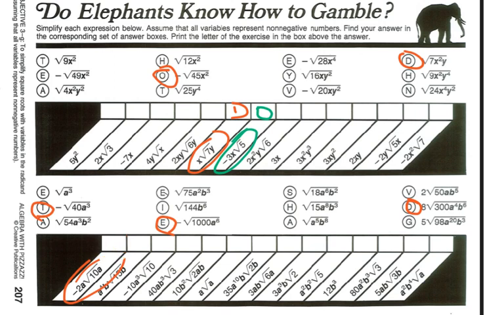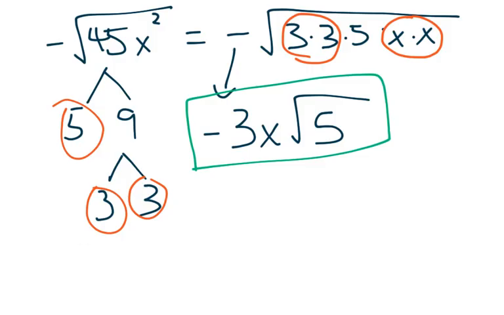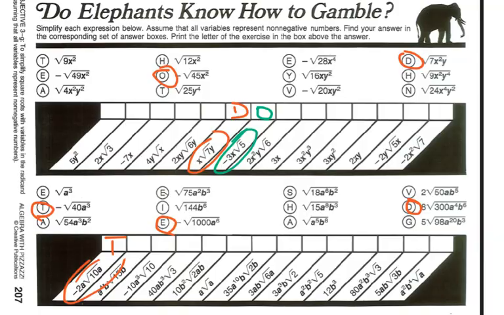Okay, let's try E. I already forget what it was. Negative 1,000a to the sixth.